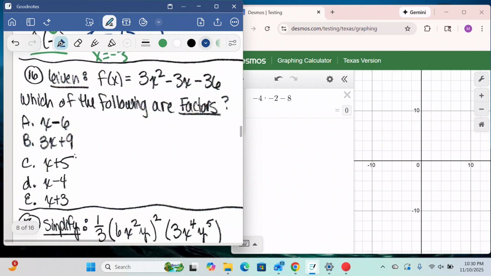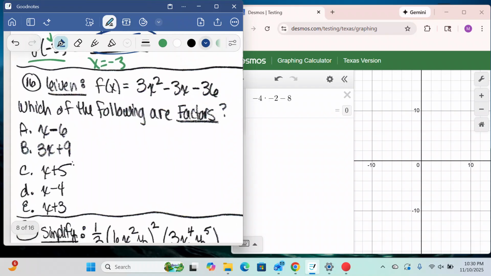Let's go to 17. 17 is an interesting one. Given f of x is equal to 3x squared minus 3x minus 36, which of the following are factors? So once again, we got to understand that factors are if they're going to be passing one of the two x-intercepts. If they pass exactly through the x-intercept, then it is a factor. If it doesn't pass straight through the x-intercept, then it's not a factor. So once again, we got to make sure that it does pass the x-intercept. Remember, those are zeros or x-intercepts. So let's try it out.